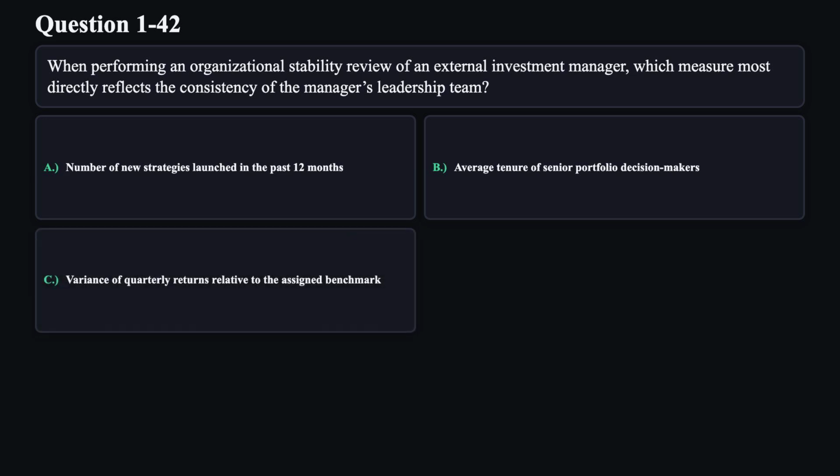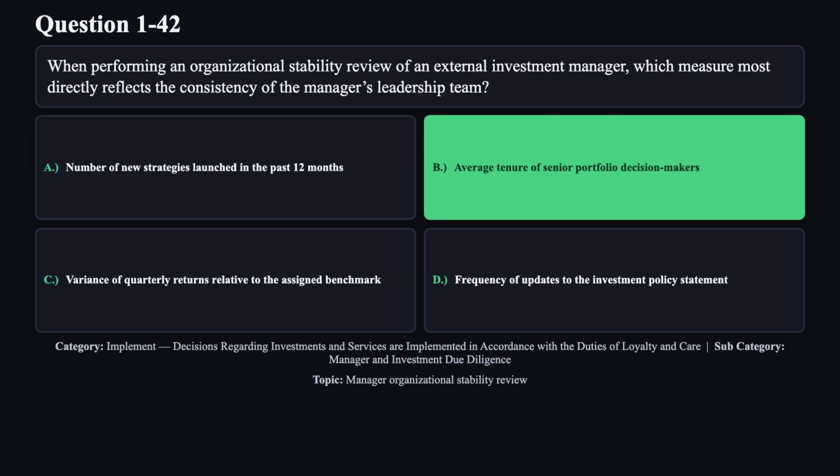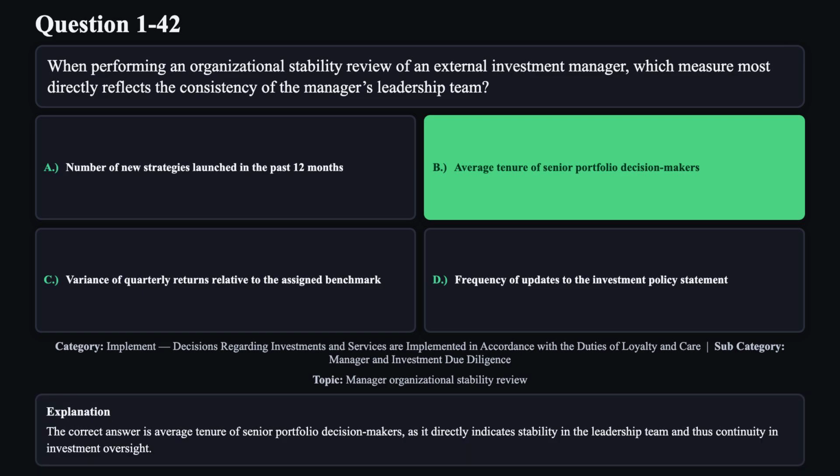C. Variance of quarterly returns relative to the assigned benchmark. D. Frequency of updates to the investment policy statement. The correct answer is B. The correct answer is average tenure of senior portfolio decision makers, as it directly indicates stability in the leadership team and thus continuity in investment oversight.